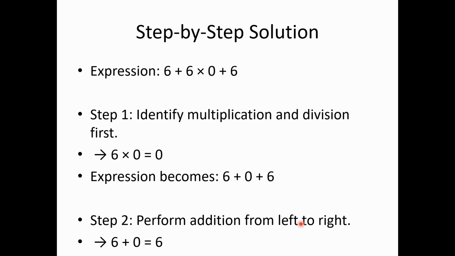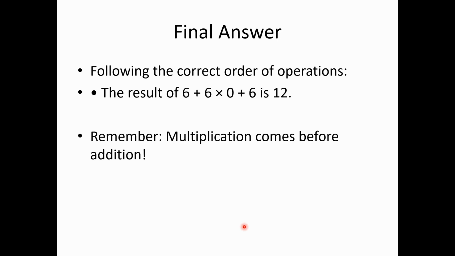It's that simple. In this case, we do have multiplication. We don't have parentheses or exponents, but we do have multiplication. 6 times 0 is 0. The expression then becomes 6 plus 0 plus 6. So the second step would be to perform our addition from left to right. It doesn't even matter. 6 plus 0 plus 6 is the same as 6 plus 6 plus 0. But anyhow, following the correct order of operations, the result here is 12. Remember, multiplication comes before addition.